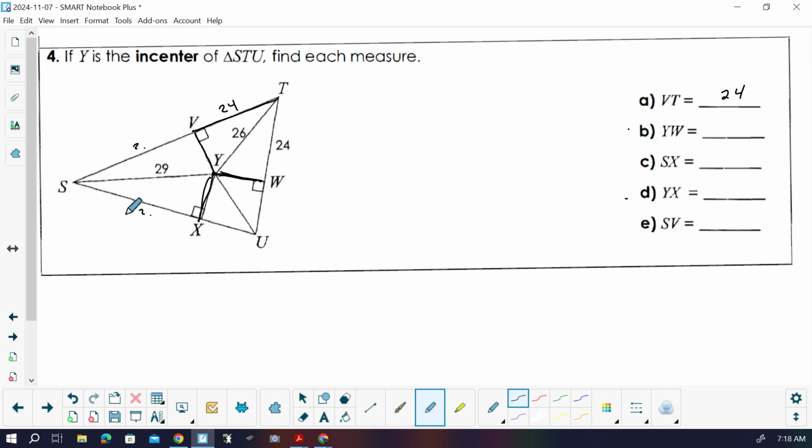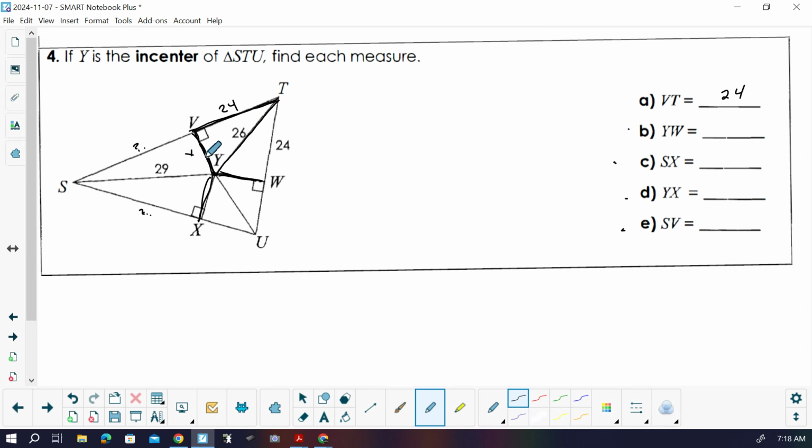This would be the same as this one. These would be the same. So this one would be the same as this one. Okay, that helps. So only two things to find. Let's start by finding, I'm going to use this triangle right here to find VY.